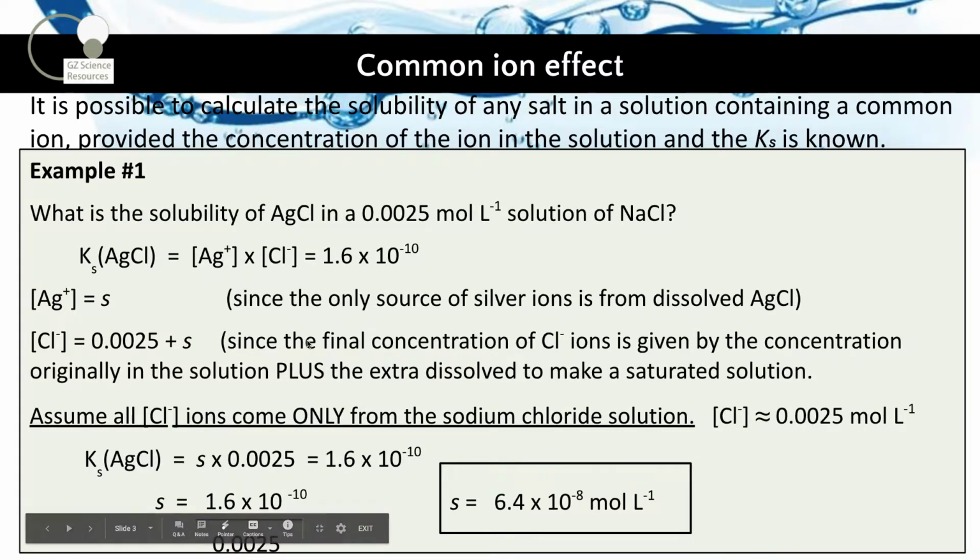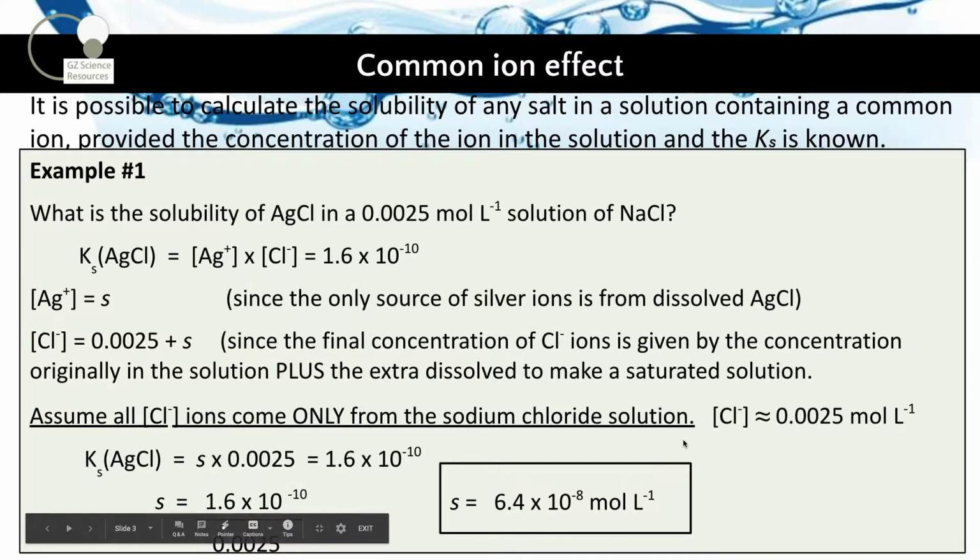Because that's solubility. The question is, what is the solubility of silver chloride? And we're going to represent that with the symbol S as per usual, and we can plug that in for the concentration of silver since it's a 1-to-1 ratio. So we just rearrange the equation, and that's our solubility, 6.4 times 10 to the negative 8.